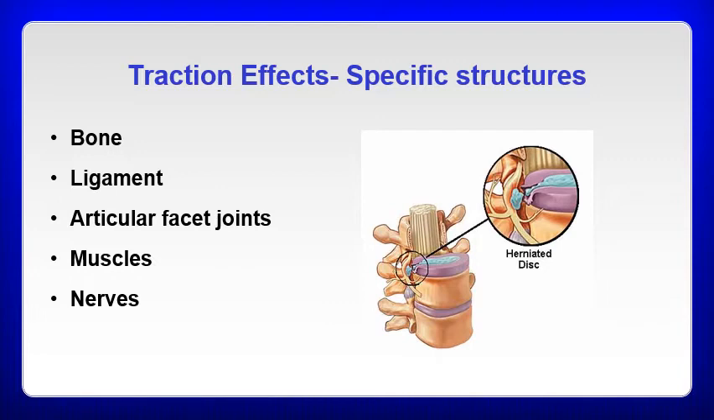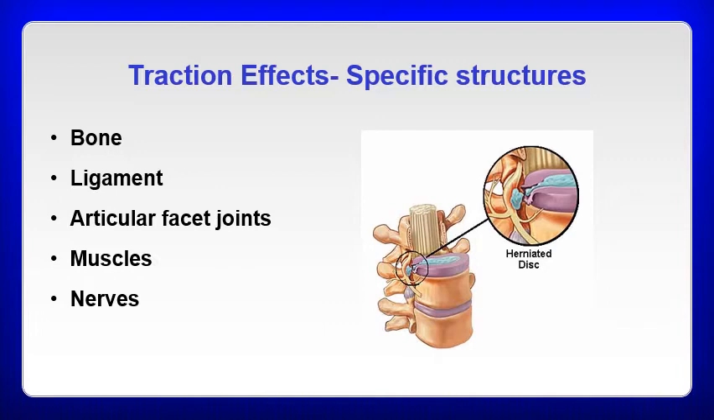Articular facet joints, you separate the joint surfaces and help the movement of fluid in the cartilage inside those joints. So again, the facet joints are those little processes on the back of the spine. It's one of the joints of the spine. As far as the muscles are concerned, it could help lengthen them, allow for better blood flow.